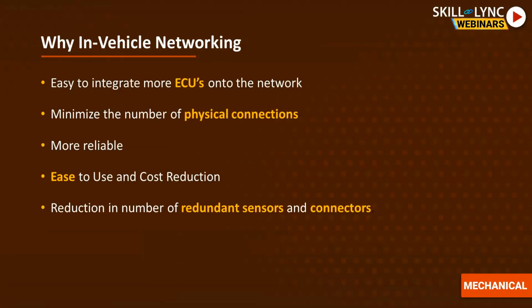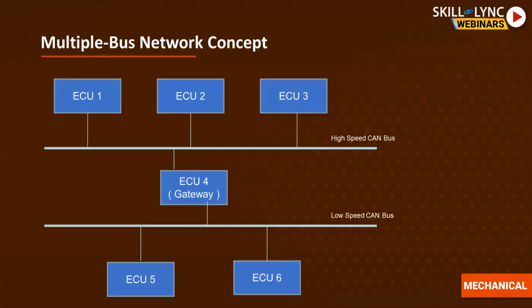Now, the question is why in-vehicle networking is required. I have pretty much cleared this in the previous slide and discussion. The first reason is that it is easy to integrate more ECUs onto the network. We saw how our bus is connected. It's a serial protocol. Even if I need to connect one more ECU, suppose my car goes into production, and now I need to add one more ECU.